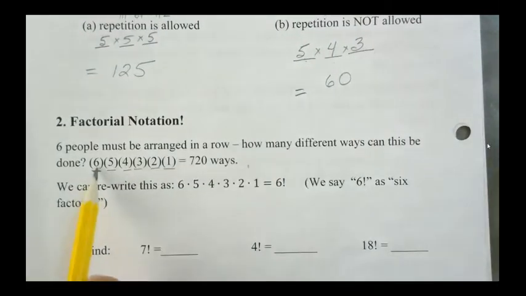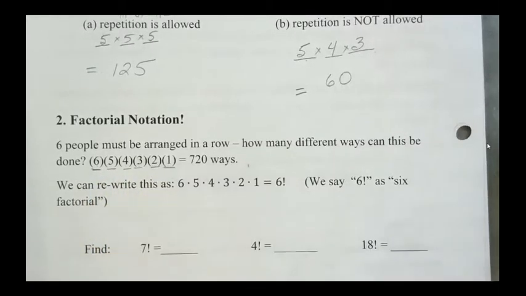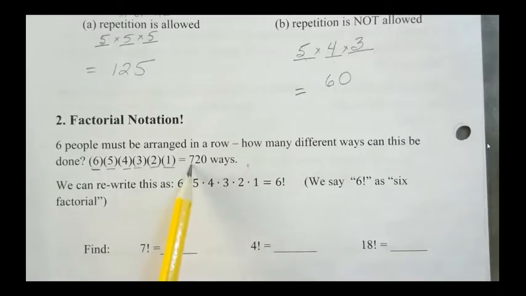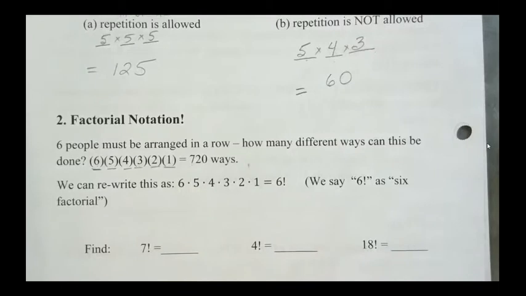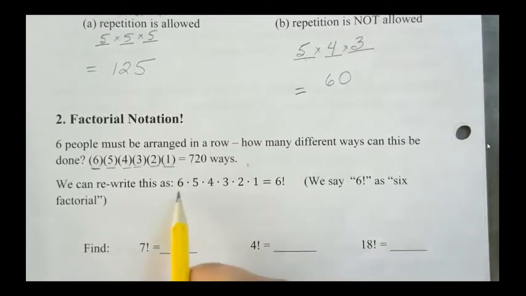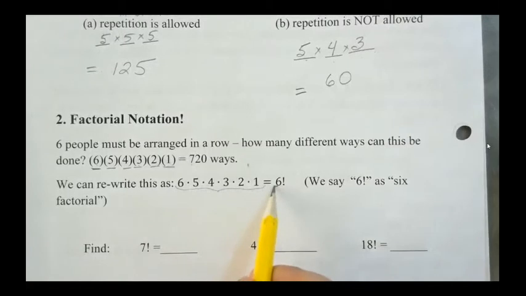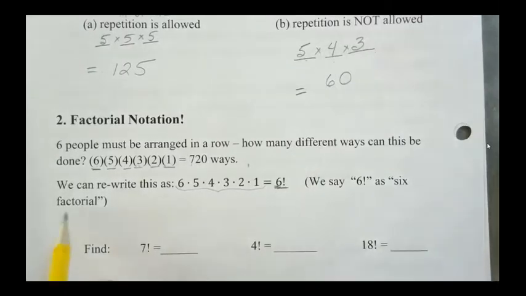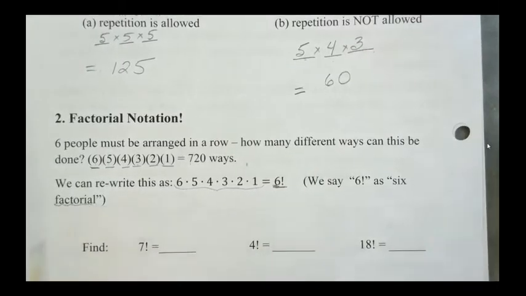There's 6 that can fit in here, 5 left, 4 left, 3 left, 2 left, and 1 left for that last spot. So we multiply all those numbers together, right? And we get 720. Now with factorial notation, you can very quickly write all of this out with a 6 and an exclamation mark. So the exclamation mark is read as the word factorial.